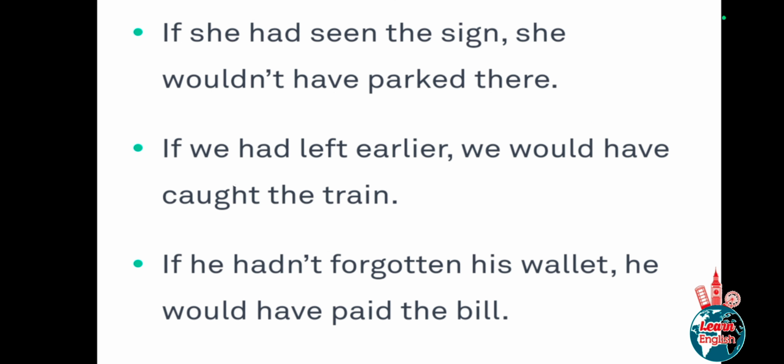Some examples. If she had seen the sign, she wouldn't have parked there. If we had left earlier, we would have caught the train. If he hadn't forgotten his wallet, he would have paid the bill.